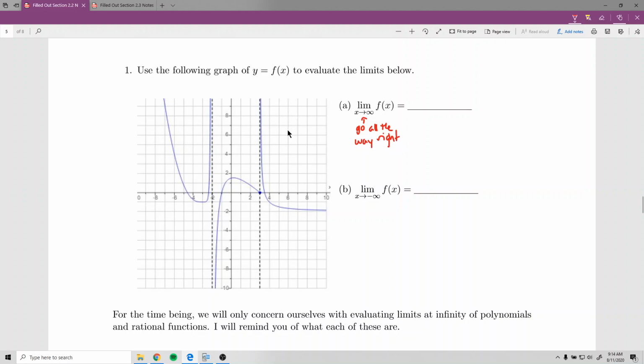Alright, so for part A, think about going to the right. If we're going to infinity, we don't care about what's over here. We only want to go to the right. So take the section it's on, and what y value is it going towards?